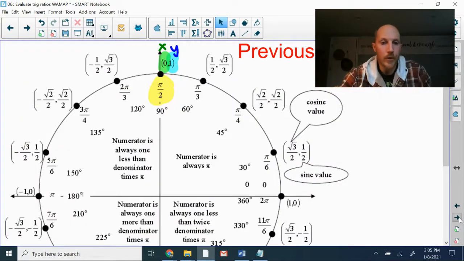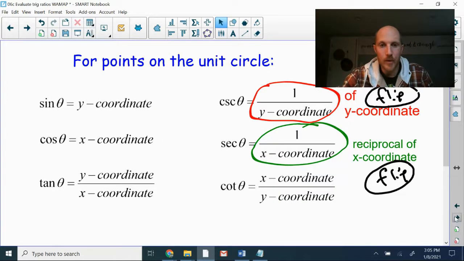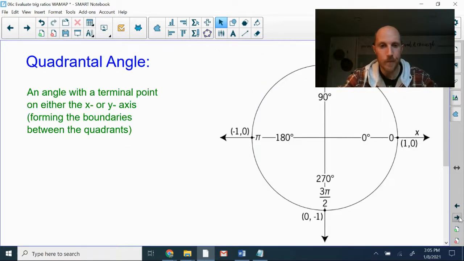Okay, so we've got our unit circle that we established previously. We remember the definitions of the 6 trig ratios using coordinates. In the previous assignment, we only used sine, cosine, and tangent, starting off a little bit slowly. Today we're going to look at cosecant, secant, and cotangent, the reciprocal trig functions.